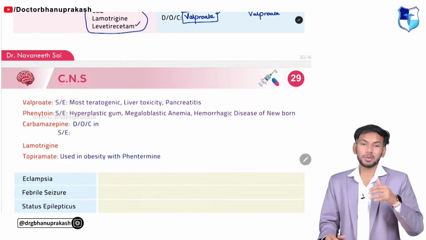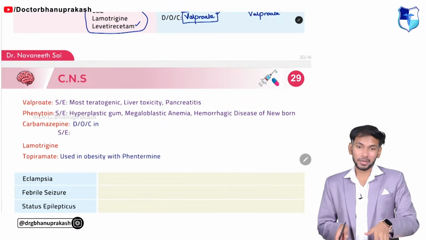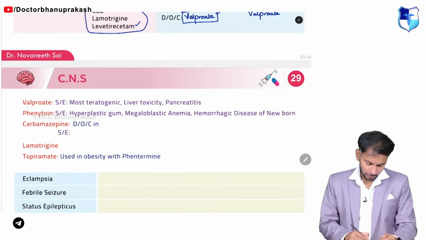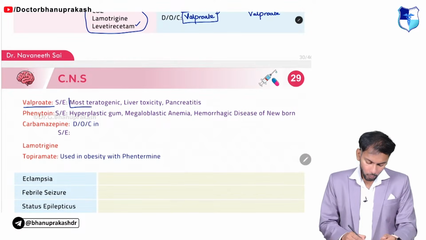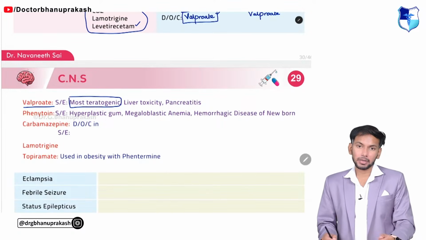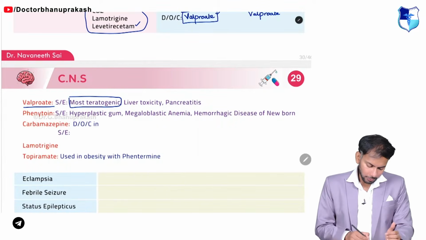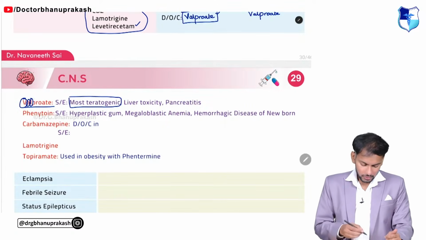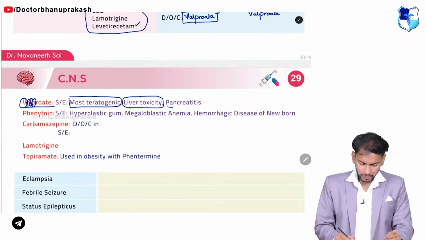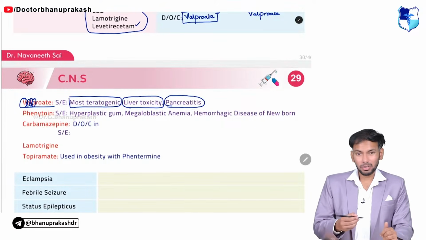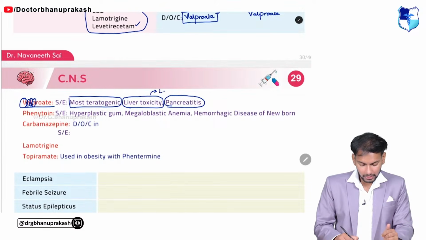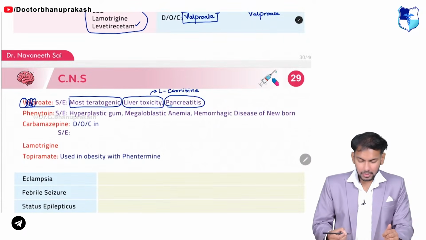Now, we'll talk about some important side effects of the anti-epileptic drugs. The first one is going to be about valproate. Valproate is the most teratogenic anti-epileptic drug. Now, what are the side effects? If you remember valproate, you will know V for vomiting, A for alopecia, L for liver toxicity, P for pancreatitis. At least remember liver toxicity and pancreatitis. If there is liver toxicity, you can use an antidote, that is L-carnitine. This is about valproate.